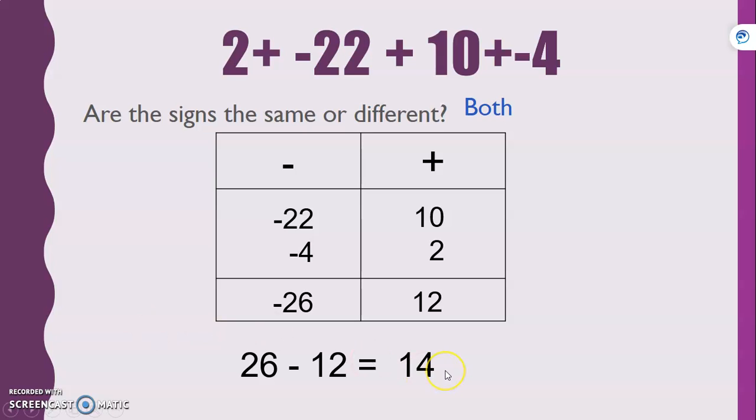Now I'm going to determine the sign of the solution. I look at the columns and I see I have more negatives than I have positives, or this is the greatest absolute value. So my solution is going to be negative 14. And that is adding integers using the rule.